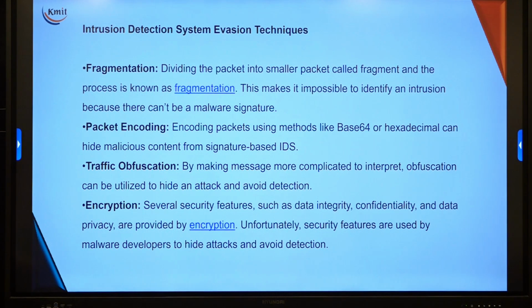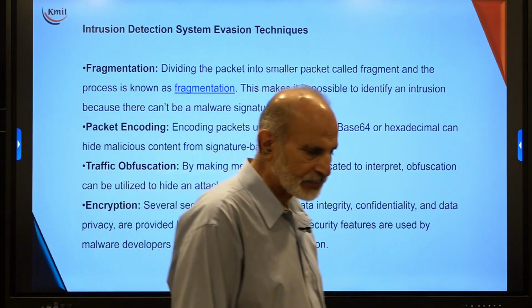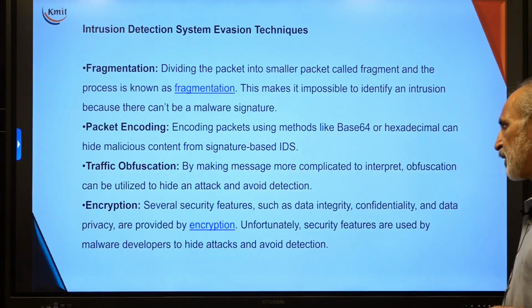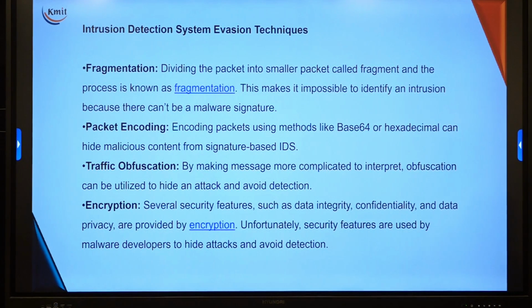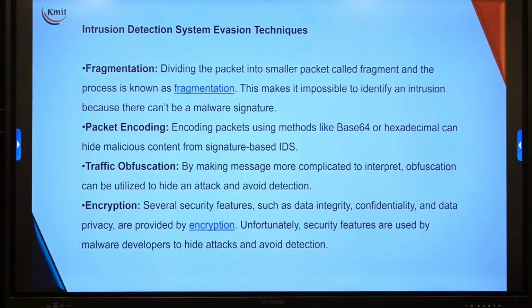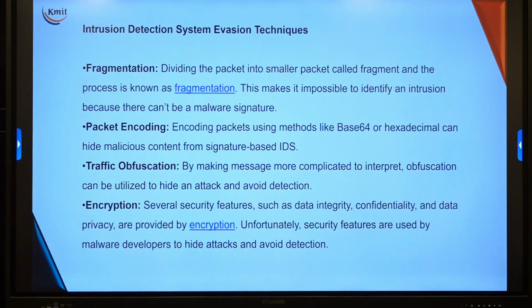The second technique is packet encoding. Encoding packets using methods like base64 or hexadecimal can hide the malicious content from a signature-based IDS. Then traffic obfuscation: by making the message more complicated to interpret, obfuscation can be utilized to hide an attack and avoid detection. Last and very important, encryption.